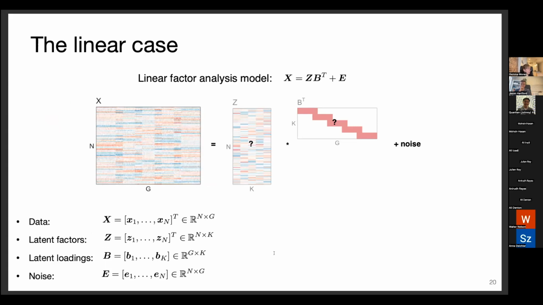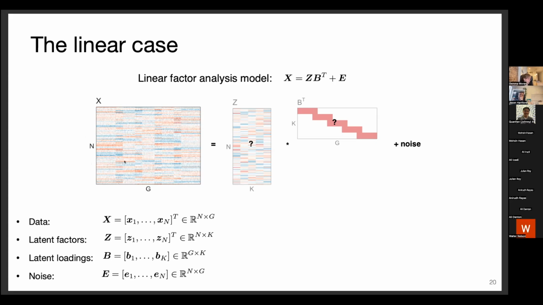So we can consider the linear factor analysis model as a linear representation learning method to get intuition for the identifiability problem, as the identifiability problem also appears here in this simplest case. In the linear factor analysis model, we have our observed data X with N rows that correspond to our samples or our individuals, and G columns, which correspond to our features. It could be different genes and their gene expression levels.